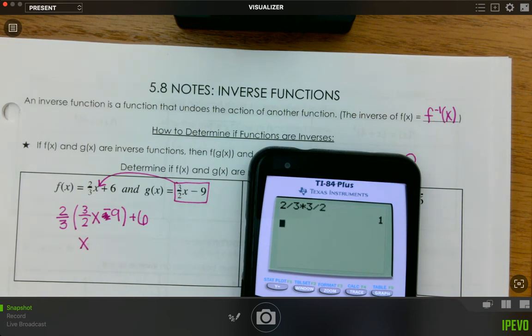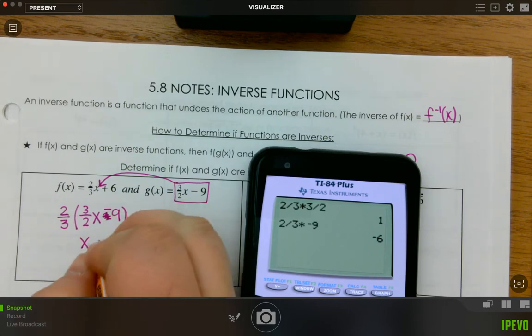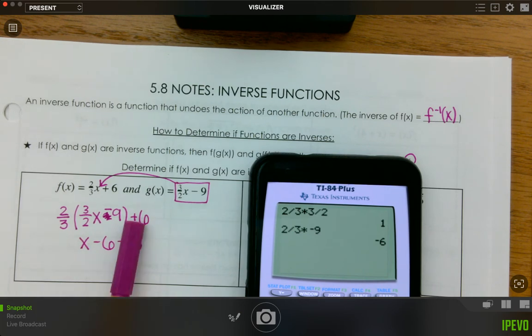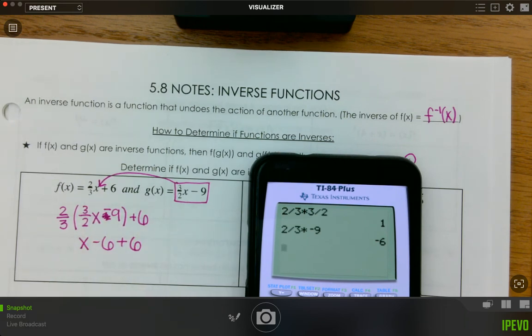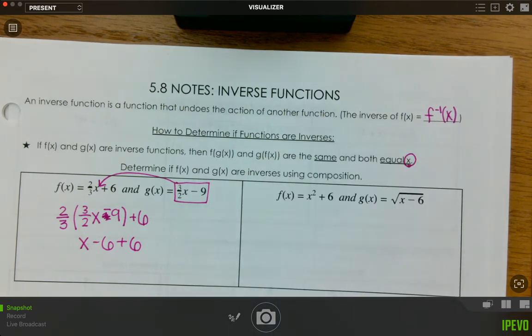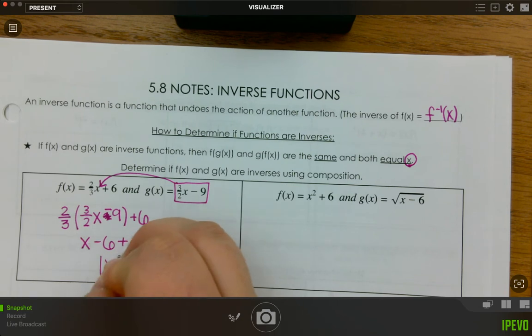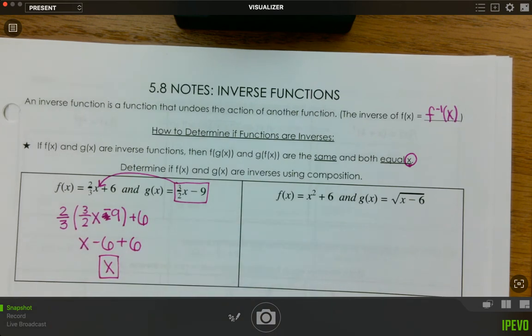Then I'm going to do 2 divided by 3, but times -9 this time. That's -6. And then I'm keeping that +6 here at the end. I do not multiply this by the 2/3 because it's not part of the substitution. It was just already at the end. And then I'm going to simplify. -6 plus 6 is 0. So this whole thing just equals x. So that means that these are inverses.